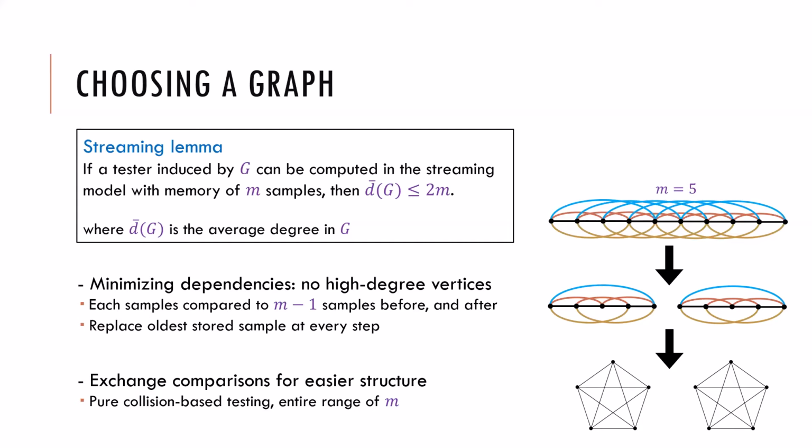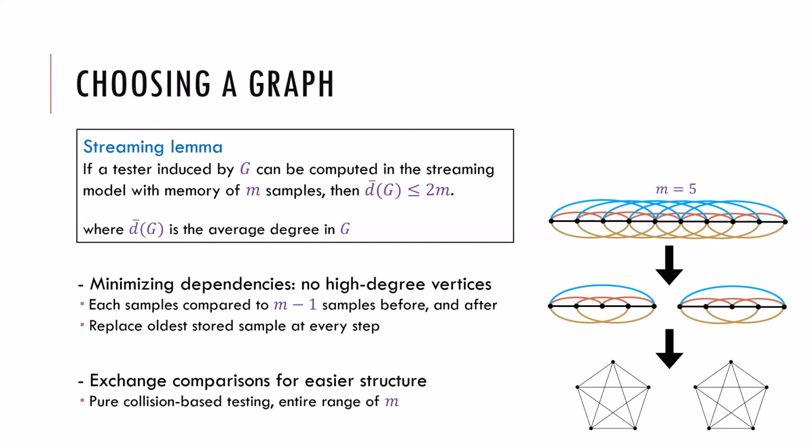Each time we take a batch of m samples and we compare them only among themselves, so this is essentially a clique. Then we just get rid of them and take a new batch and again make comparisons only within this batch and throw them out, and so on and so forth. All the while, of course, just as before, it costs us very little memory space to keep track of the global collision counter.